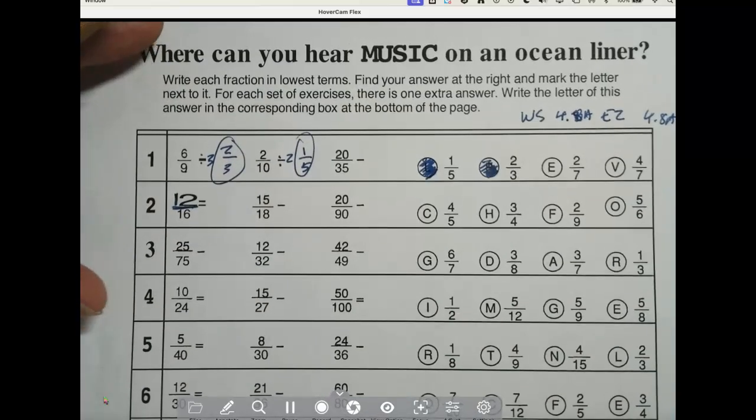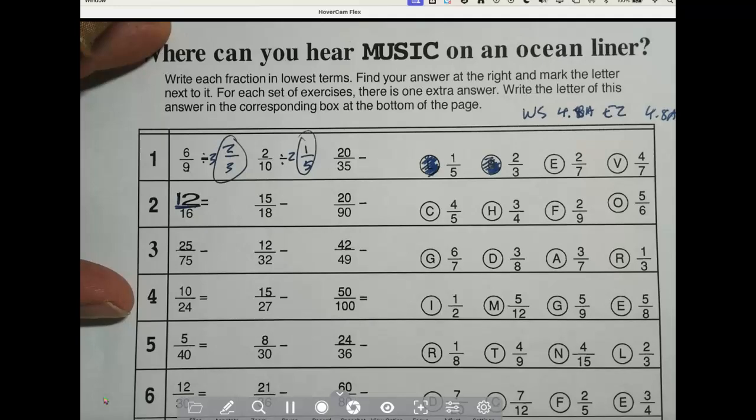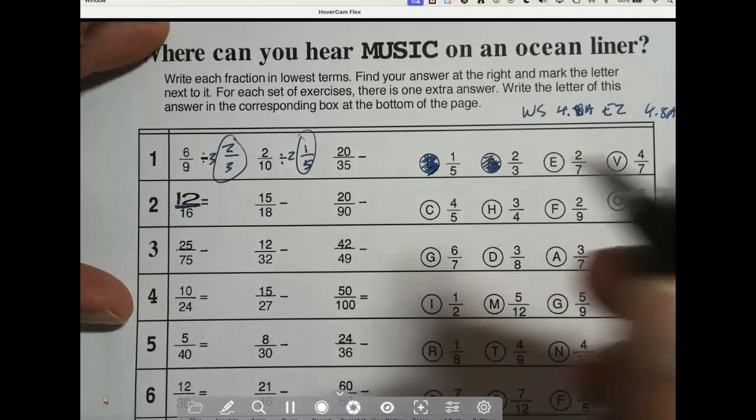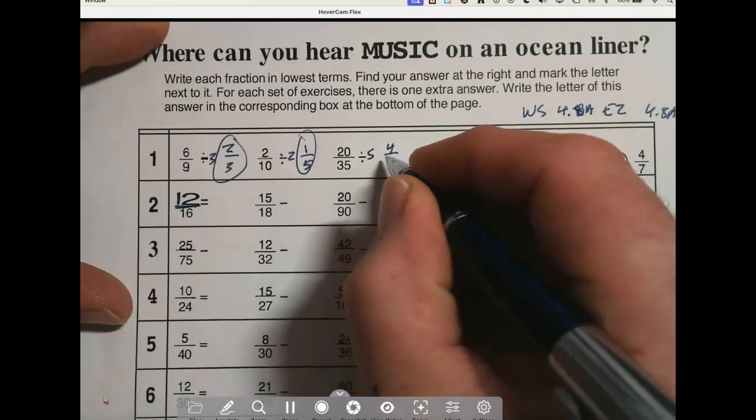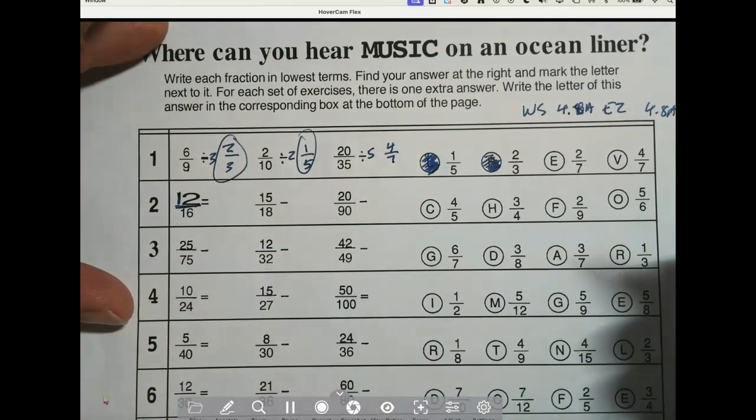And now we have 20/35. This one's a little bit harder, but one ends in a 0, one ends in a 5. So I know I can divide these both by 5. So 20 divided by 5 is 4. 35 divided by 5 is 7.